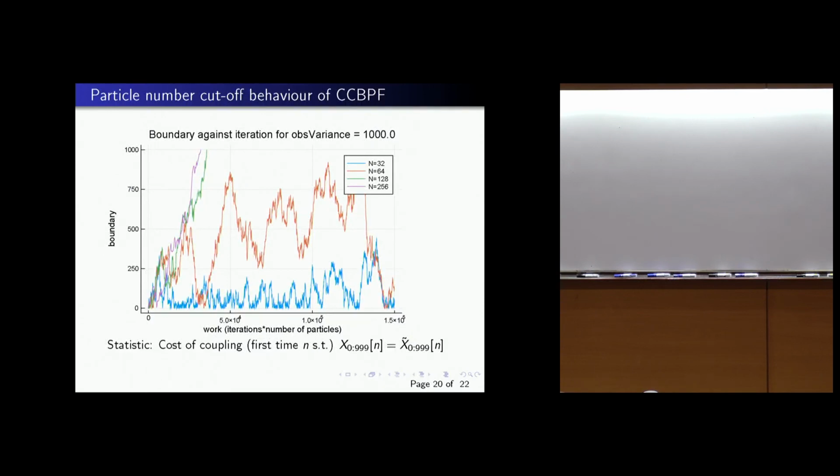And this is how quickly coupling happens, the cost of achieving coupling, and how it changes with the number of particles. If your particle number is high, say 256, to couple a time series of length 1000, then you make very rapid progress towards coupling, as a function of the total work per iteration. Once the particle number decreases to 128, you get the green one. You couple later. The rusty colored one, 64, you don't couple.